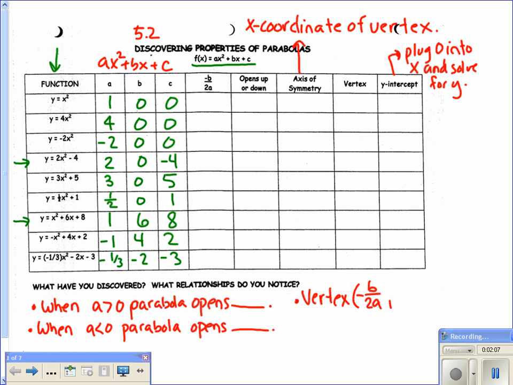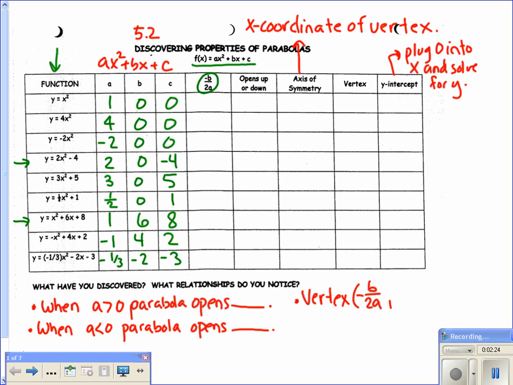So those are all the a, b, and c values. And these values are important because they help us figure out some other things for our graph. Now you'll notice we have this right here, which is -b over 2a. And we'll talk about that relationship in just a minute. So let's just go ahead and start computing some of this.